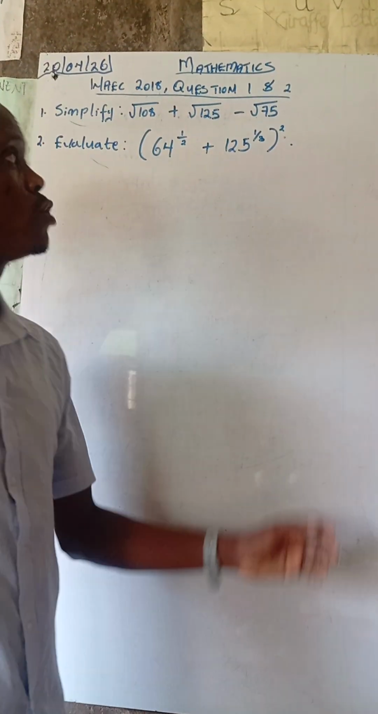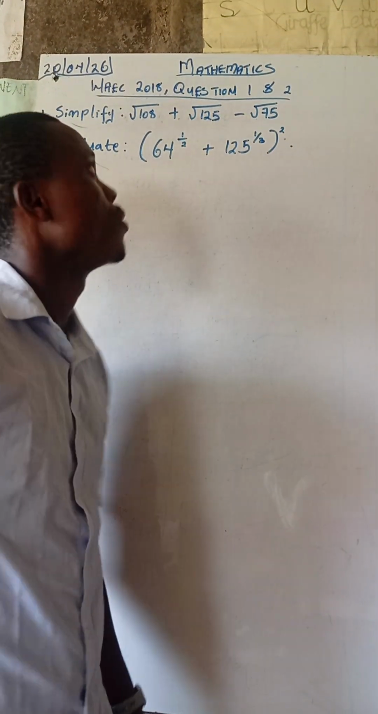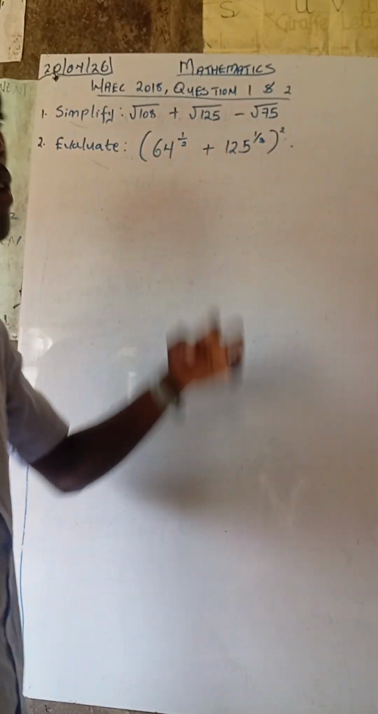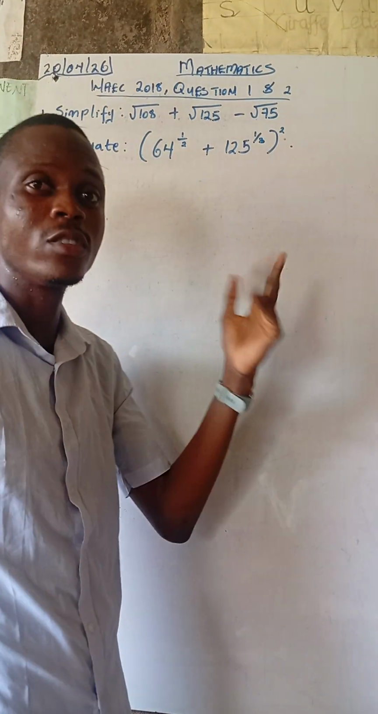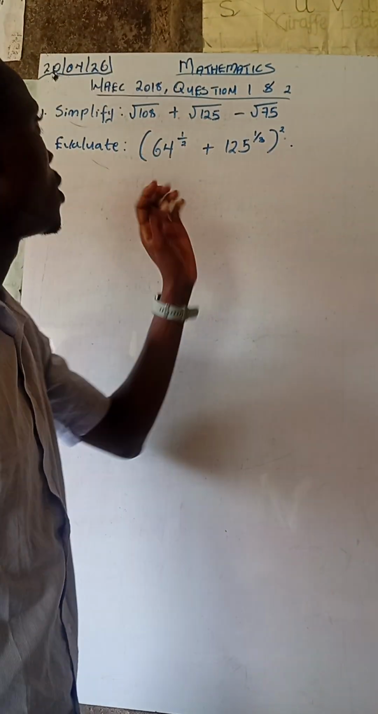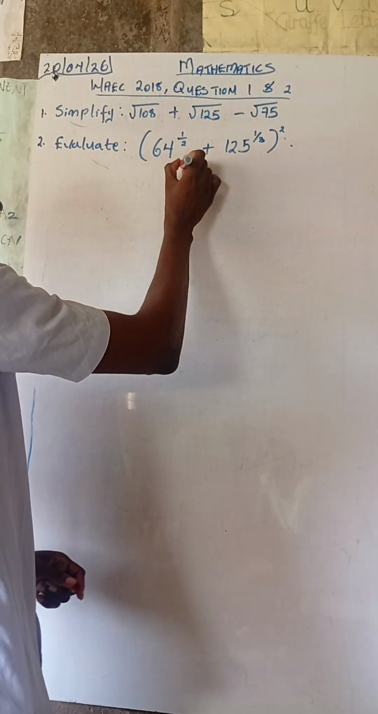Today we'll be solving these two questions from 2018 WAEC question 1 and 2. So number one, if you are familiar with my videos, you will know that we solved something similar to it. This will be under indices. So let's quickly solve these two questions.